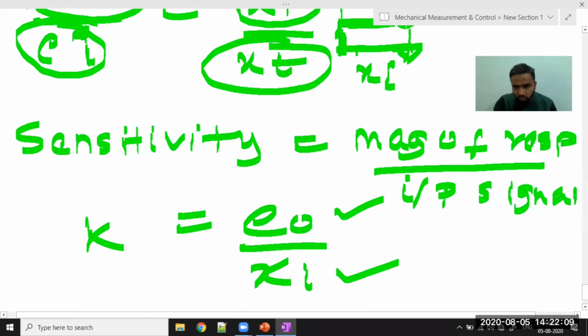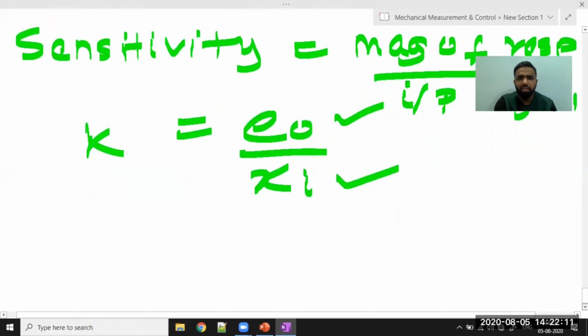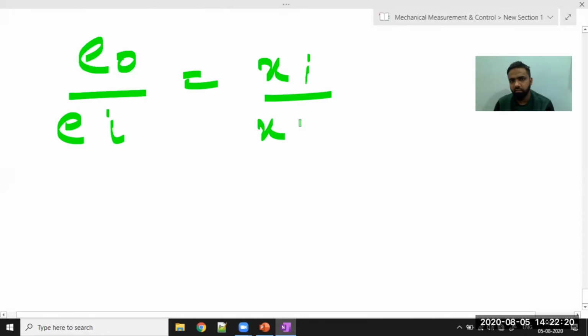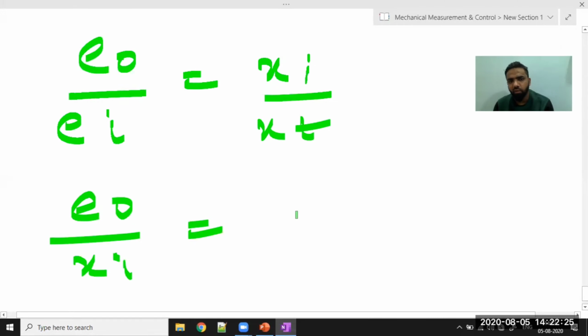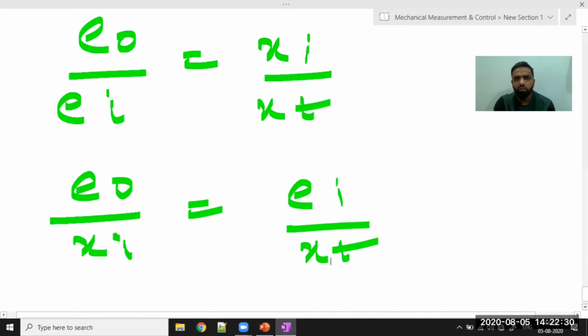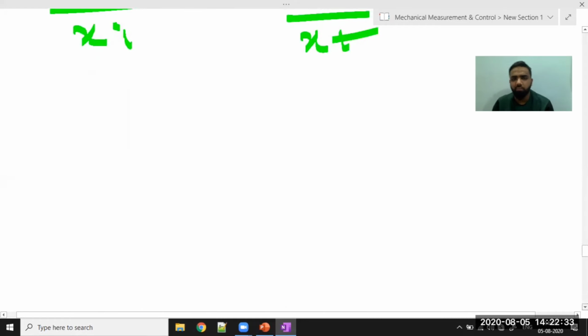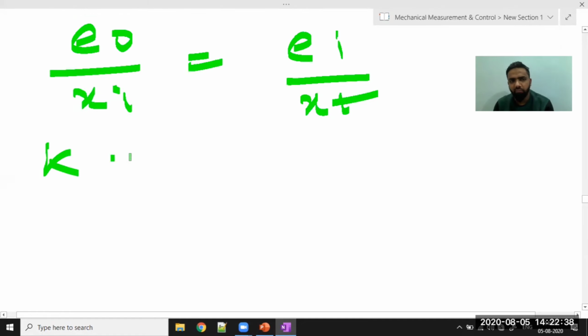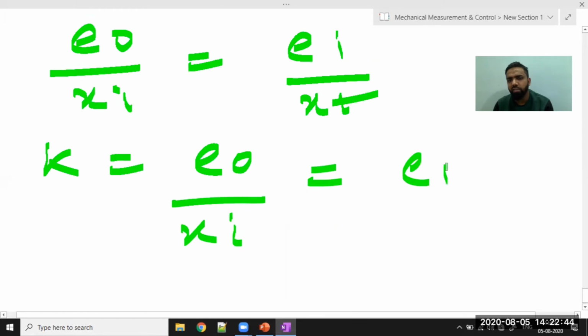Okay, now just look at this again. What was our term? E naught by Ei. What did we get? Xi by xt. So if I rearrange this, E naught by Xi will be equal to Ei by xt, right? So now remember the K formula. K was E naught by Xi. So E naught by Xi can also be written in terms of Ei by xt. Is it clear for everyone?